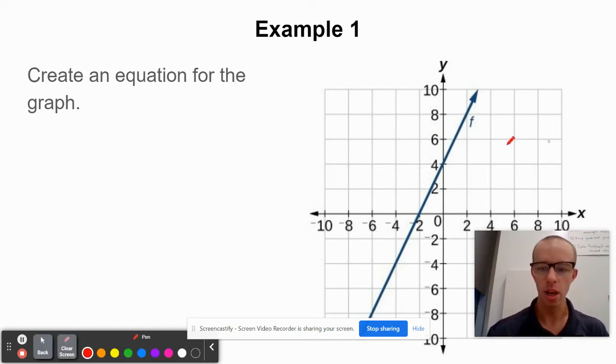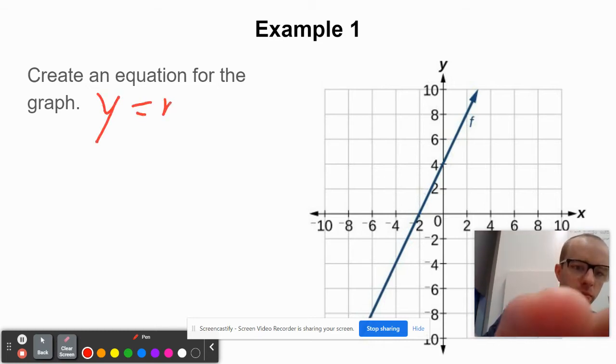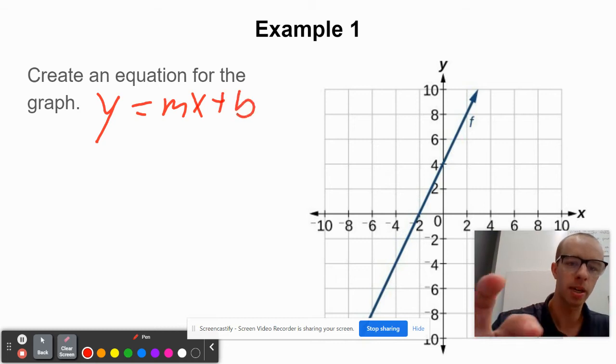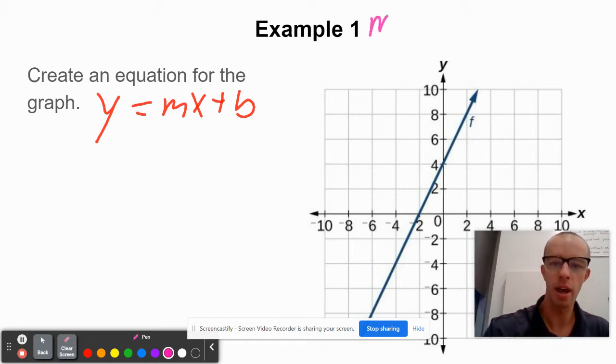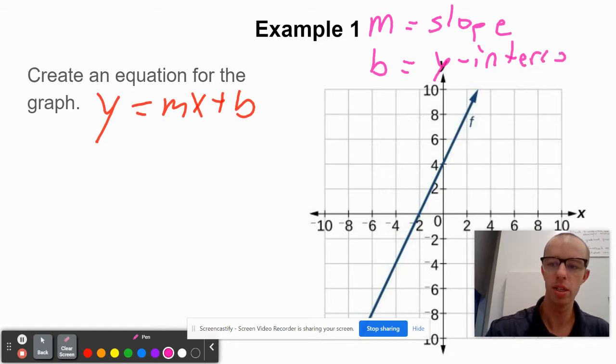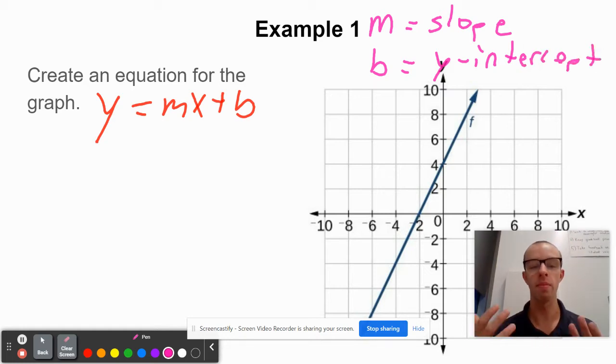So I can see here I have my graph. It's a straight line. Anytime I have a straight line, I'm using y equals mx plus b. Let's go over these parts. I know I need to find the m, which is the slope, and the b, which is the y-intercept, right? So if we can find the m and the b, we can make our equation.